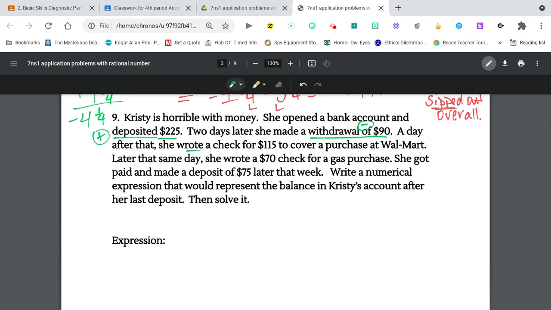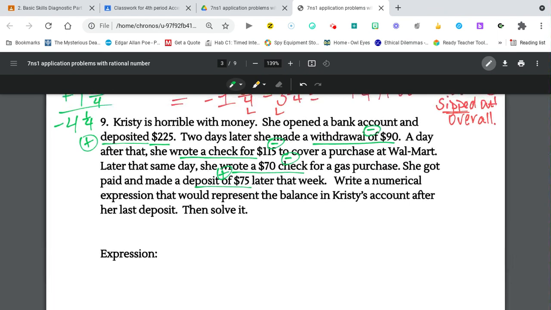A day after that, she wrote a check for $115 to cover a purchase. That's also money taken out. Okay, later that same day, she wrote another check for gas, $70. She must own a big truck. She was paid and made a deposit of $75. Well, a deposit is positive.